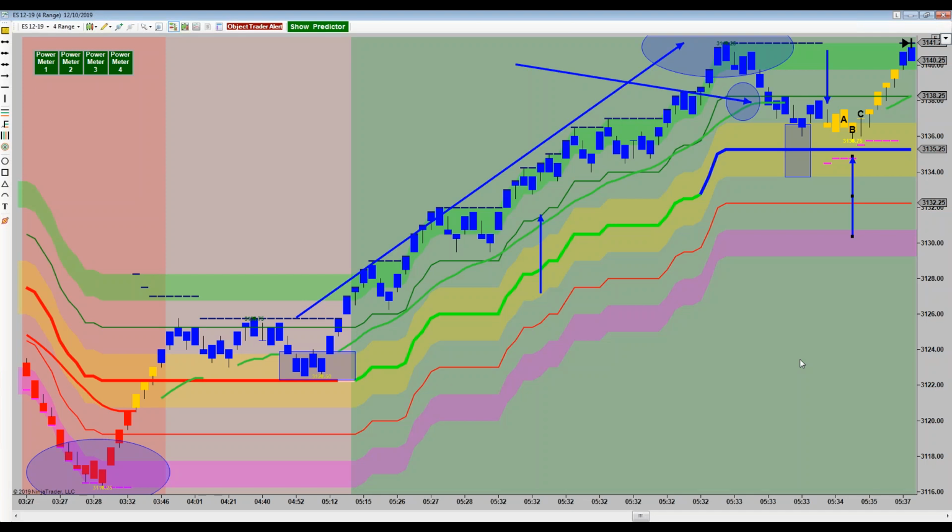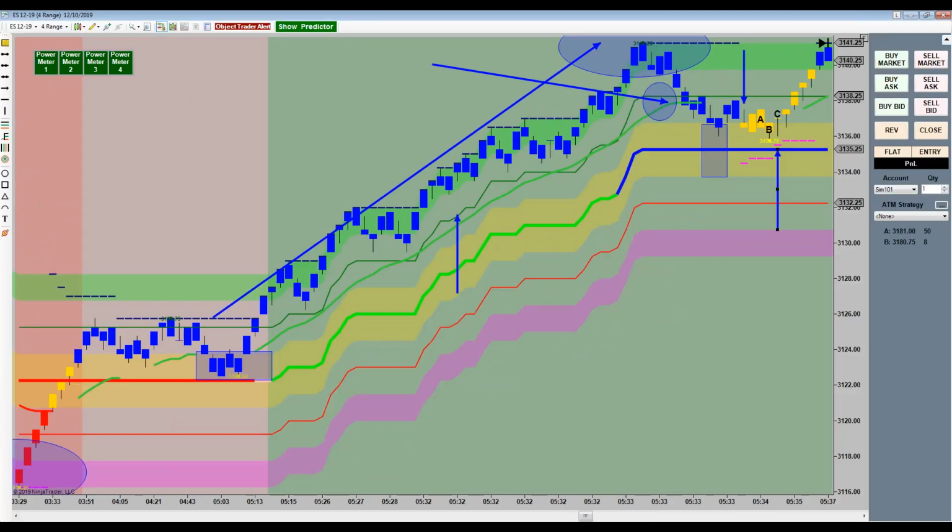Could you take a trade on B? Yes. Would that be a good early entry? Yes. Is C a good follow-up up bar to B? Yes. Could you get long on C? Of course. If you didn't want to take that, could you right-click and put a buy limit order right here?